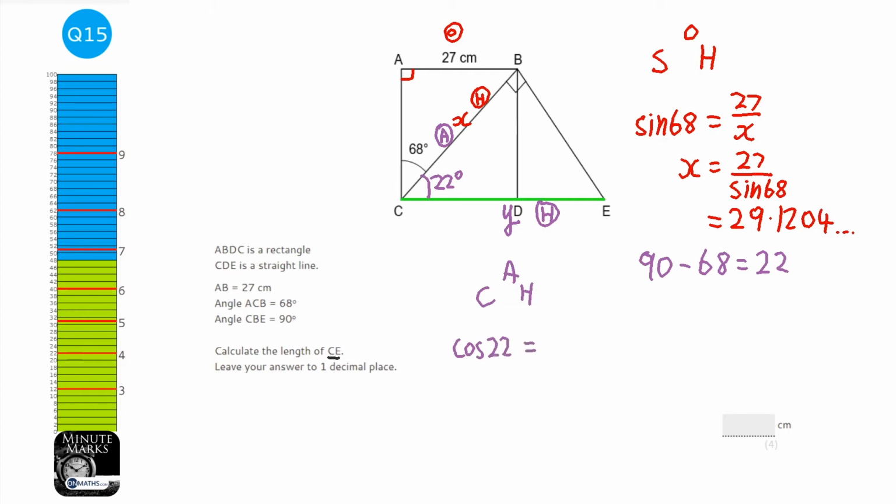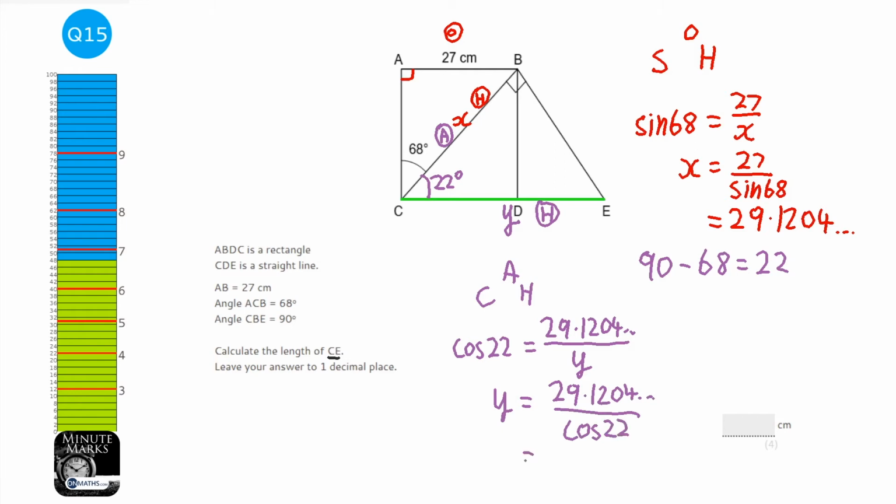equals my 29.1204 blah blah blah over y. So again, I'm going to times both sides by y and divide both sides by cos 22. So y equals 29.1204 blah blah blah over cos 22.